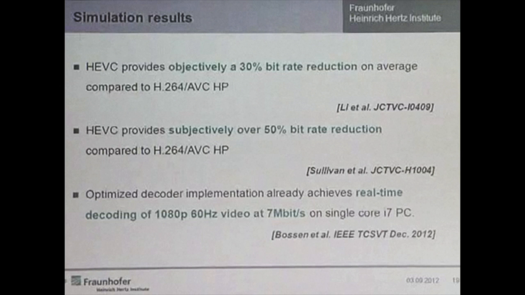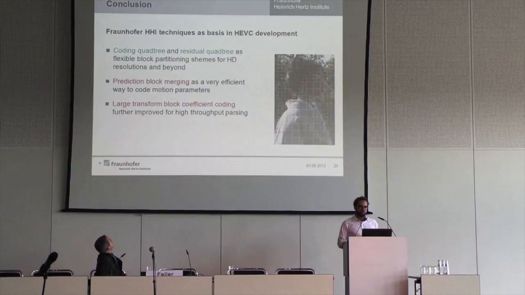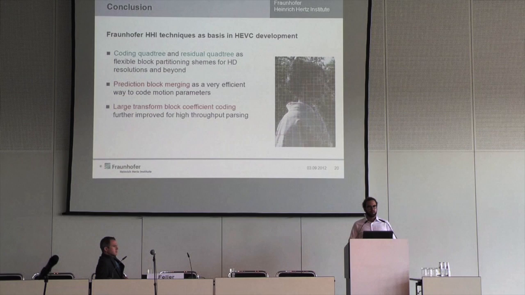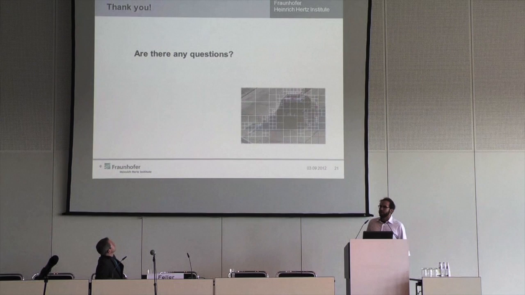And so we introduced the coding quadtree and residual quadtree, together with prediction block merging for inter prediction, and large transform block coefficient coding techniques for larger transform blocks. And this improved the throughput. And overall, we ended up with having one entropy coder, which was CABAC, which we already introduced in H.264. So, thank you.